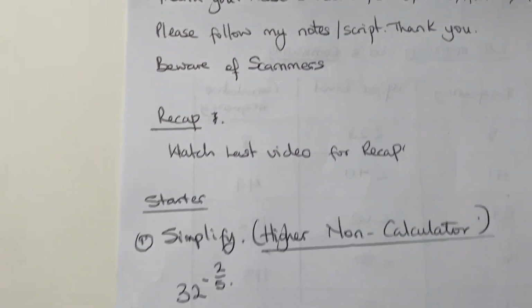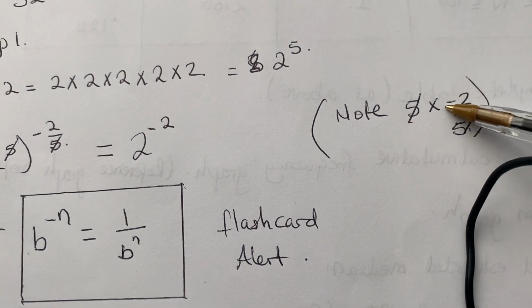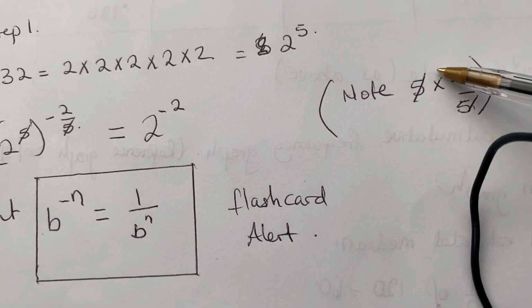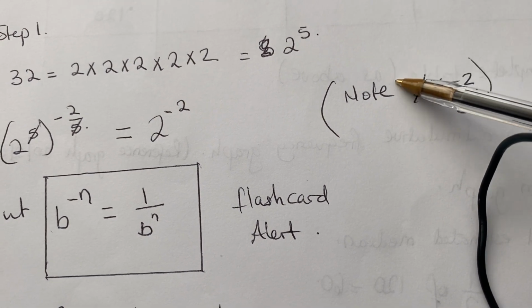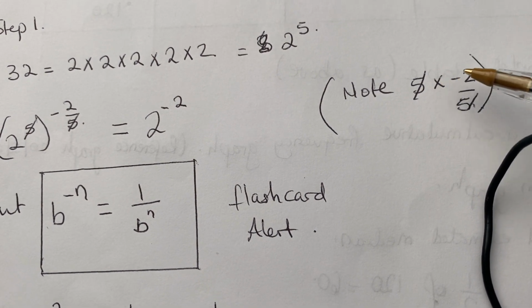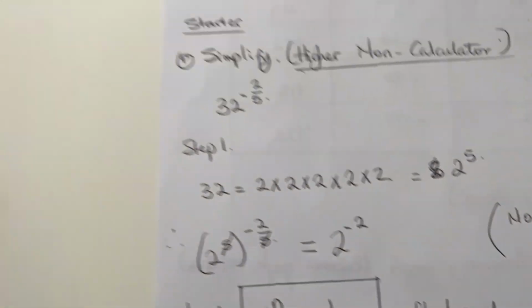Okay, so for instance, this is 5 times minus 2 over 5. If you hear anything apart from what I'm pointing at, follow my notes.